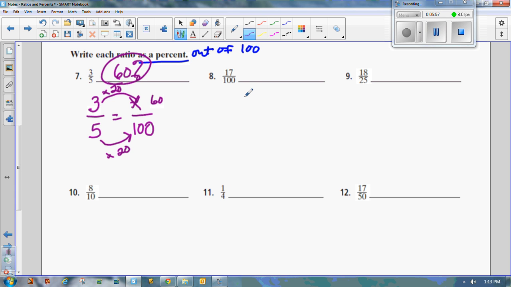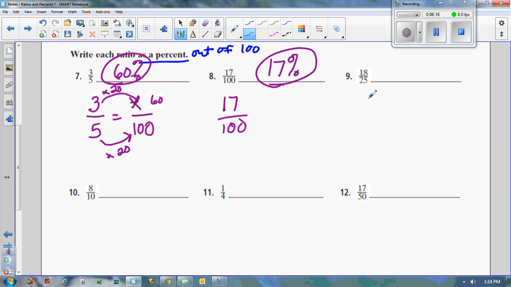When we look at number 8, we have 17 out of 100. Well, here this is already out of 100, so we don't have to make it equivalent to anything. Anything out of 100 is a percent, so 17 out of 100 is 17%.